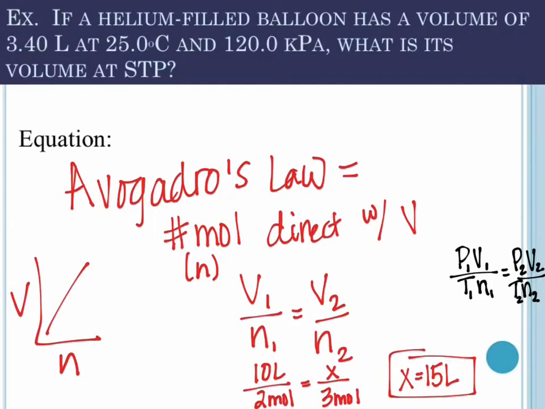So your homework is Gay-Lussac 1 through 5, combined 1 through 5, and Avogadro 1 through 5. If you are not getting the answer that you think is out there to the side, I would go back and reread the problem and see if you're missing some key words, because that has happened.